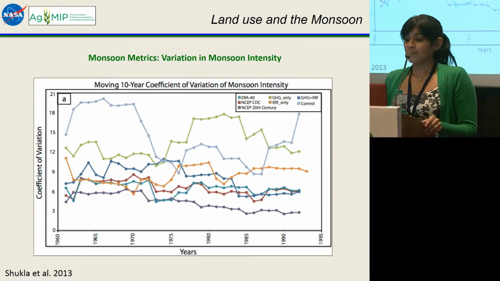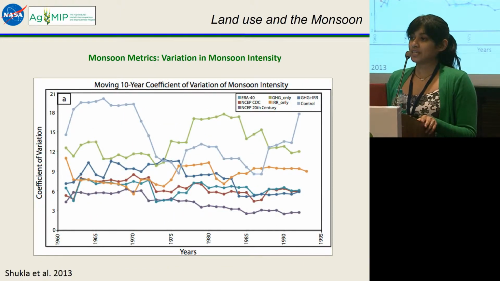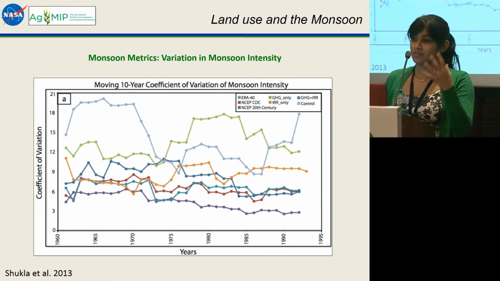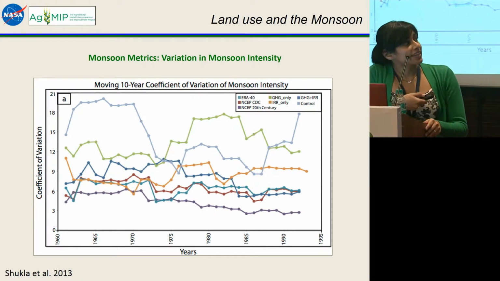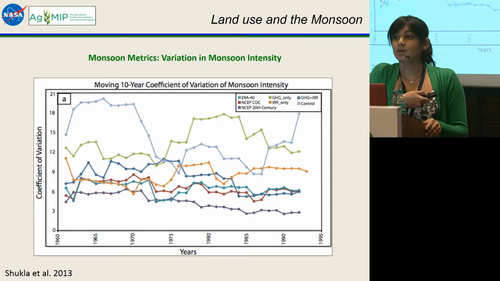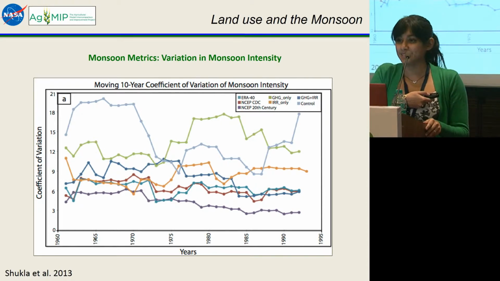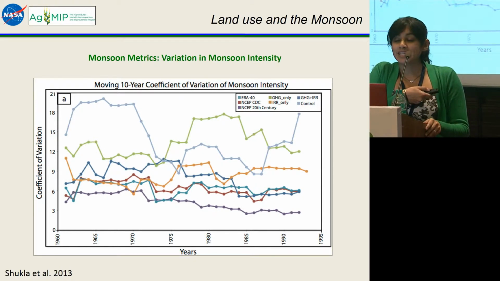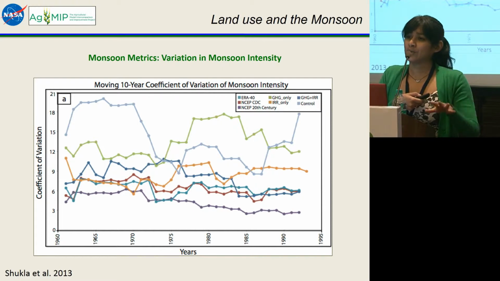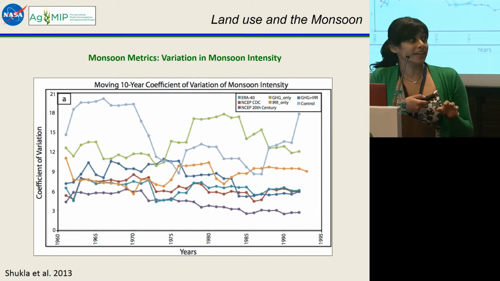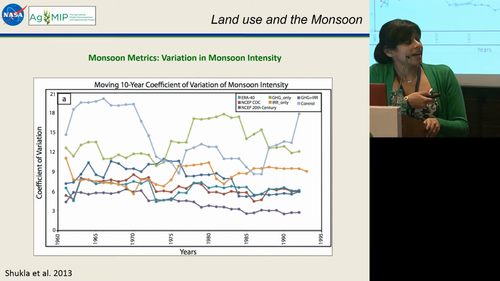Okay. The other thing that we're interested in looking at is the impact not just on the monsoon strength, but the variability in the monsoon strength from year to year. And so that's what you're looking at here. It's a 10-year moving coefficient of variation of monsoon intensity. Again, the green and the gray series that you see up top here are our control simulations, no irrigation, and you can see the interannual variability varies quite a bit.